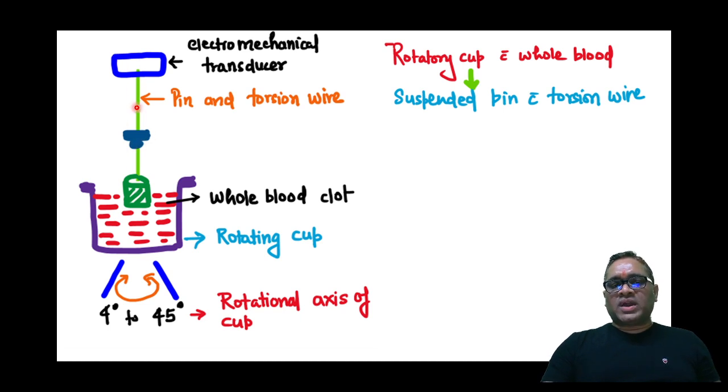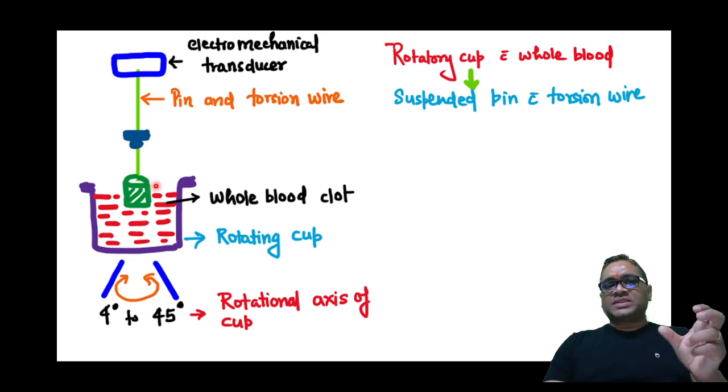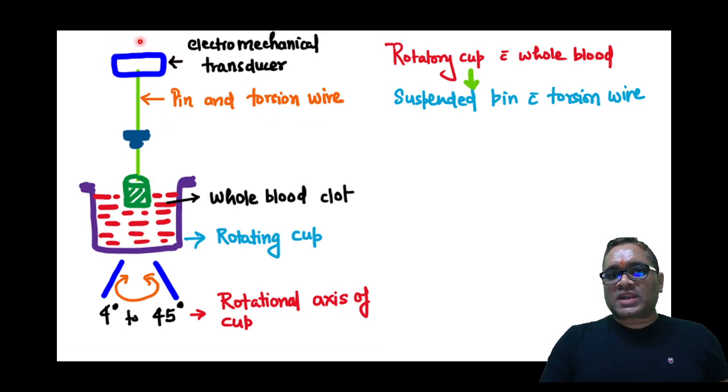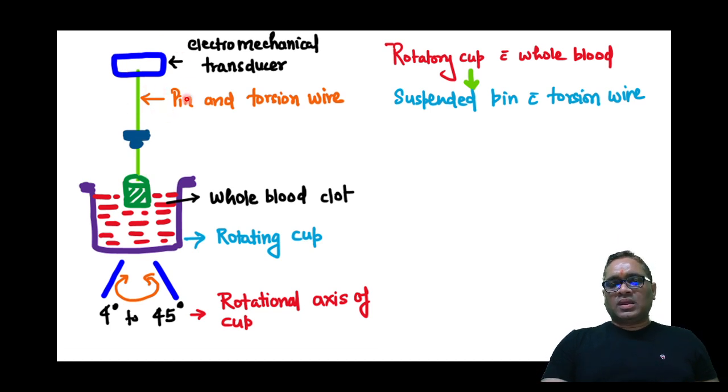So the suspended wire and the pin are there. So pin and torsion wire are there. And you can see there is an electromechanical transducer attached to the pin and torsion wire, right? So the pin and torsion wire are associated with the electromechanical transducer.